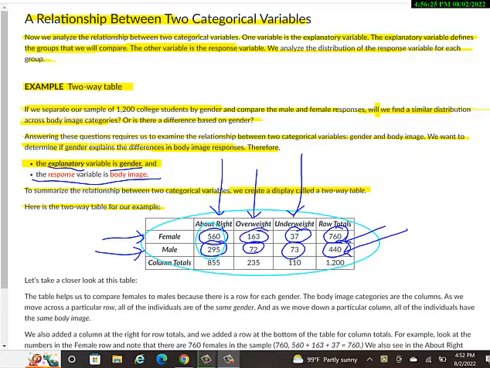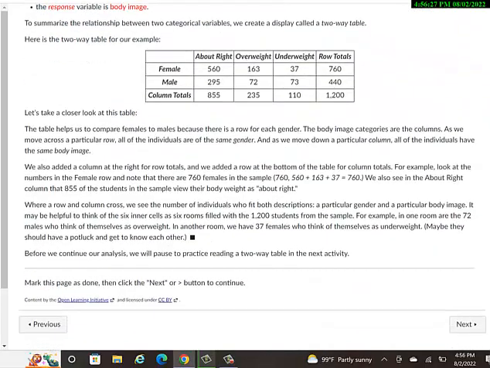Let's see, okay. Let's move a little down here. Let's take a closer look at this table, okay. The table helps us compare females to males because there is a row for each gender. The body image categories are the columns. As we move across a particular row, all the individuals are of the same gender, and as we move down a particular column, all of the individuals have the same body image. We also added a column at the right for row totals, and we added a row at the bottom of the table for column totals.